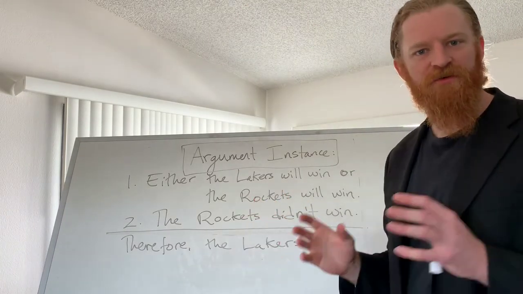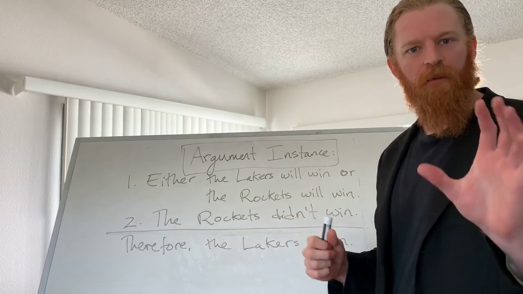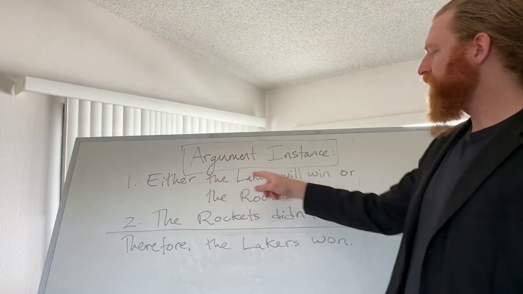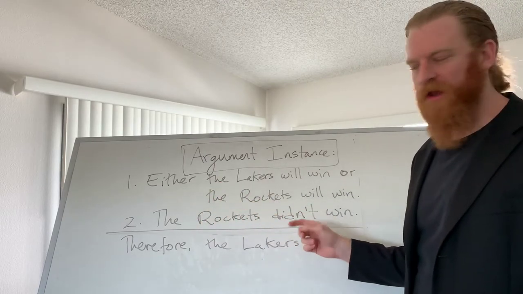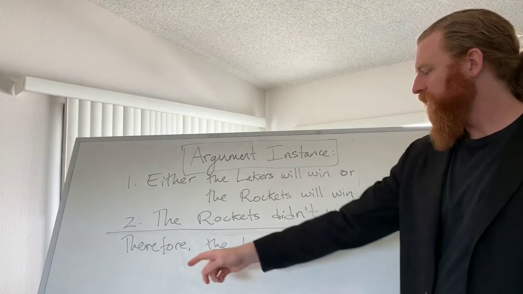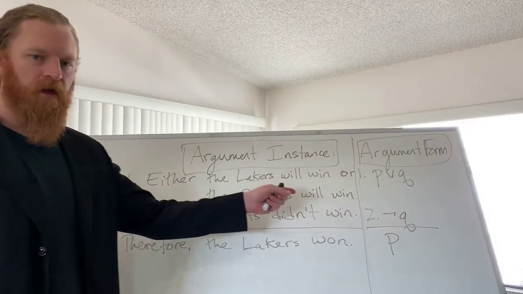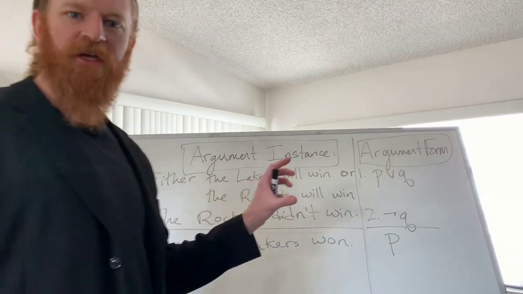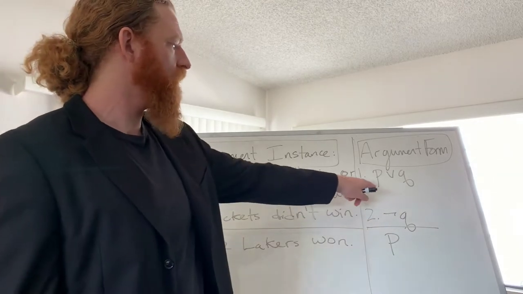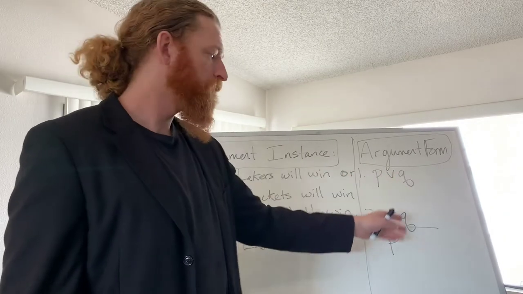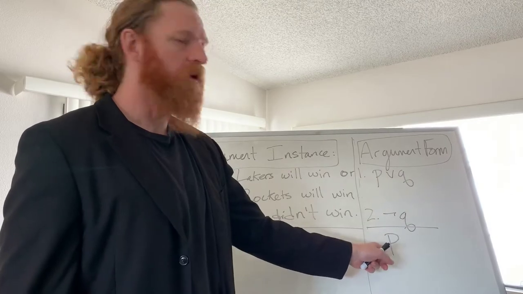Here's an example of a specific argument filled out with particular content. Either the Lakers will win or the Rockets will win, but the Rockets didn't win, unfortunately for me. Therefore, the Lakers won. We can see using the tools of propositional logic that the form of this argument is like so. Either P or Q, not Q, therefore P.